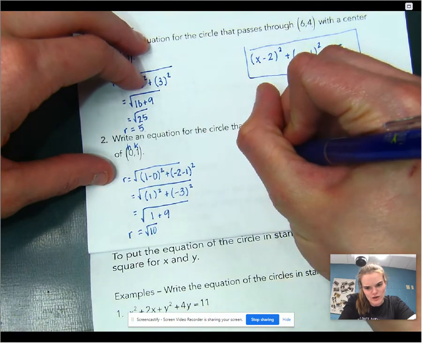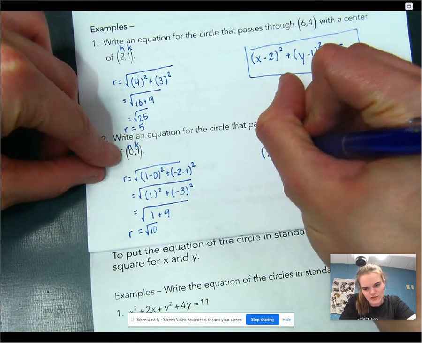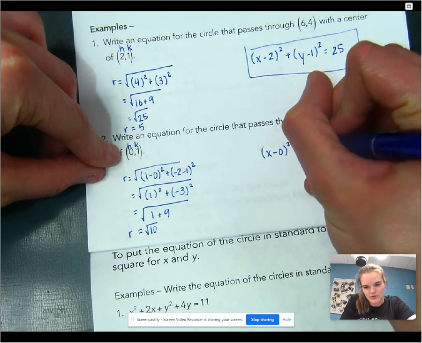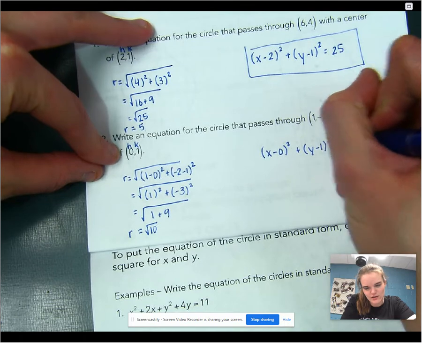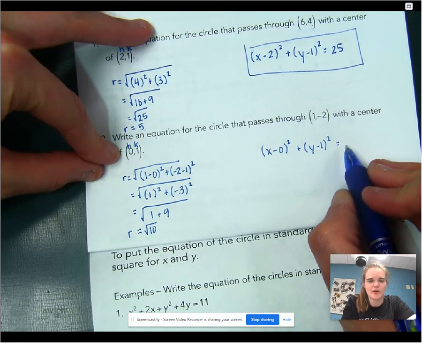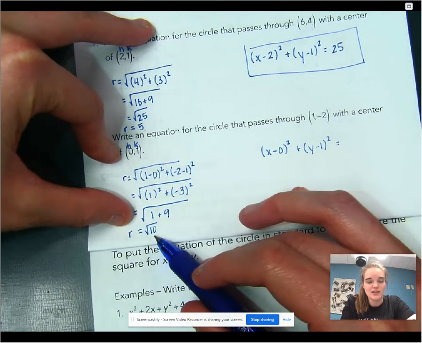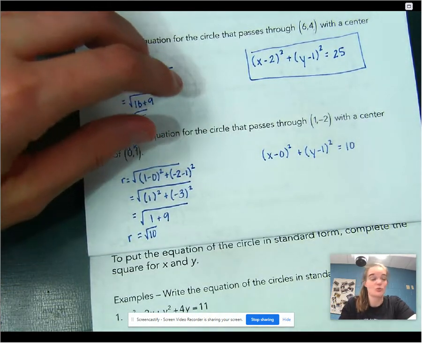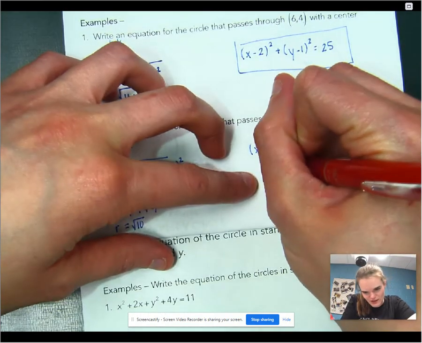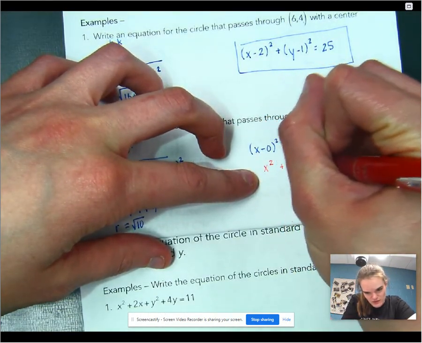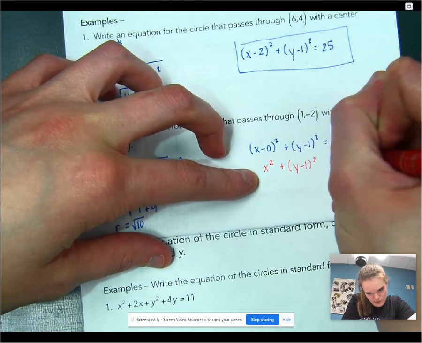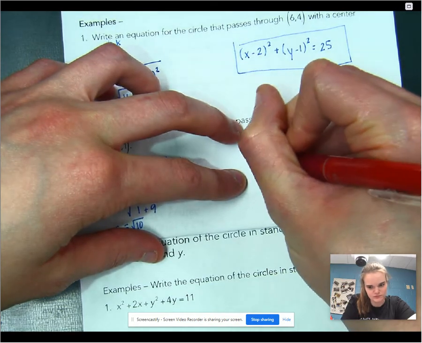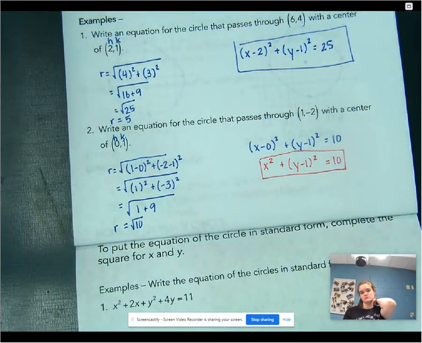So our equation is x minus 0 squared. Remember, that means I'm just going to skip it a minute and put x squared. Plus y minus 1 squared equals, now remember, this is r squared in the formula. Well, 10, the square root of 10 squared is just 10. That's why that just works out for us, okay? Now I'm going to simplify, because this is x squared, and I'm going to bring everything else down.